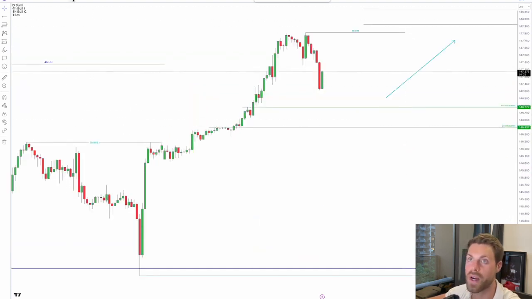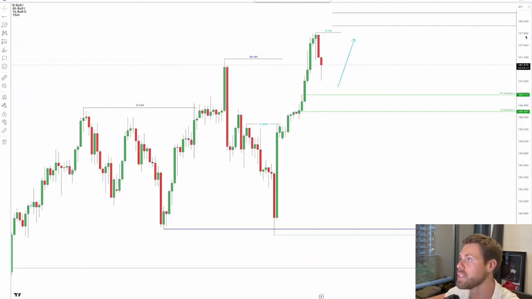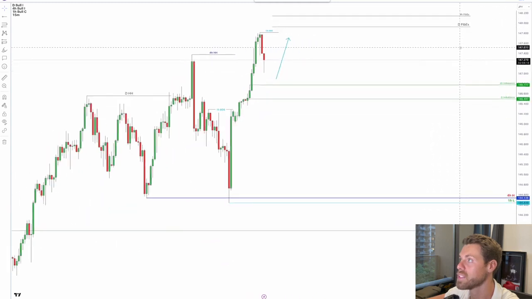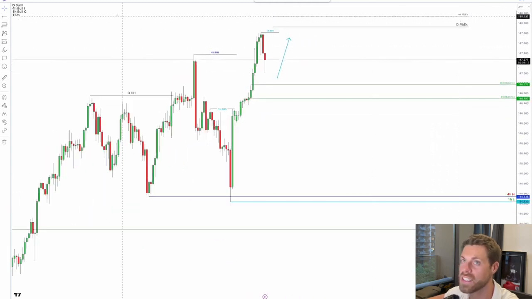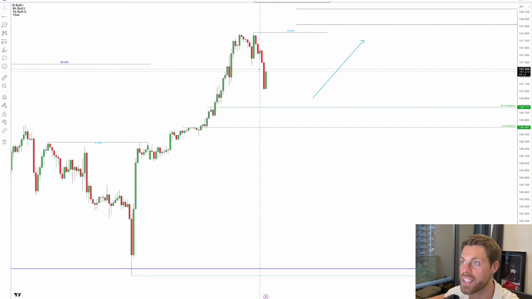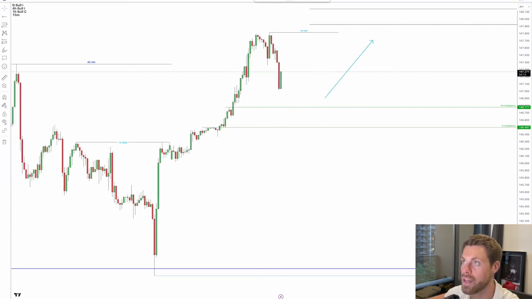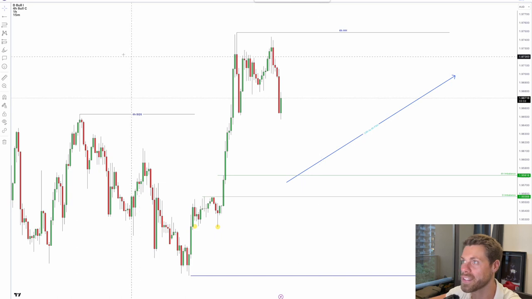USD JPY, 4-hour still making its move up into their fib extension levels, 4-hour and daily. So we zoom into the 1 hour yet again. As you can see, same stuff, expecting it to fill these levels of imbalance and then come down, possibly forming liquidity, tapping into the imbalance of the 4-hour below, and then we'll see if we get the reaction. And then you know what we can do, right? We can enter the markets.